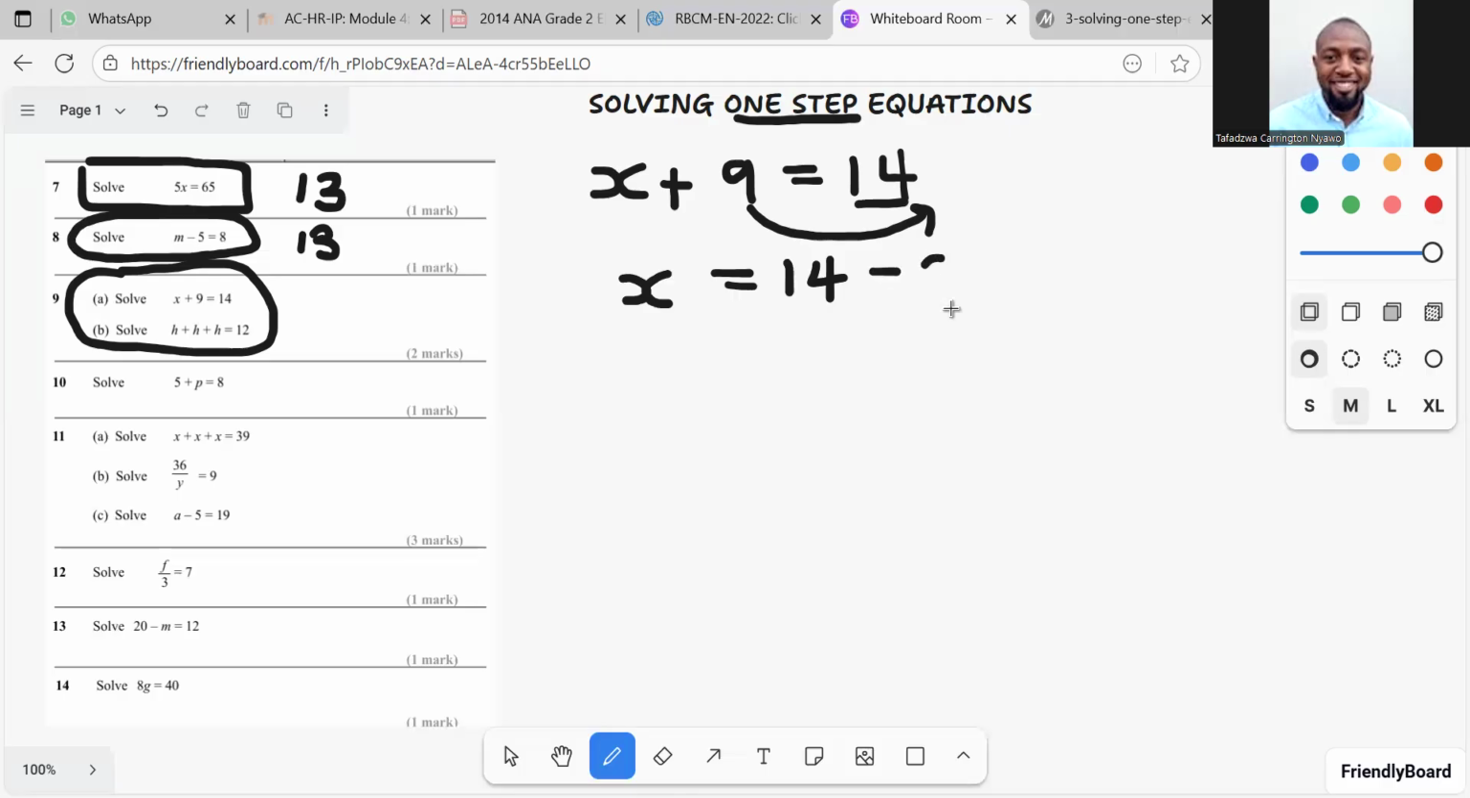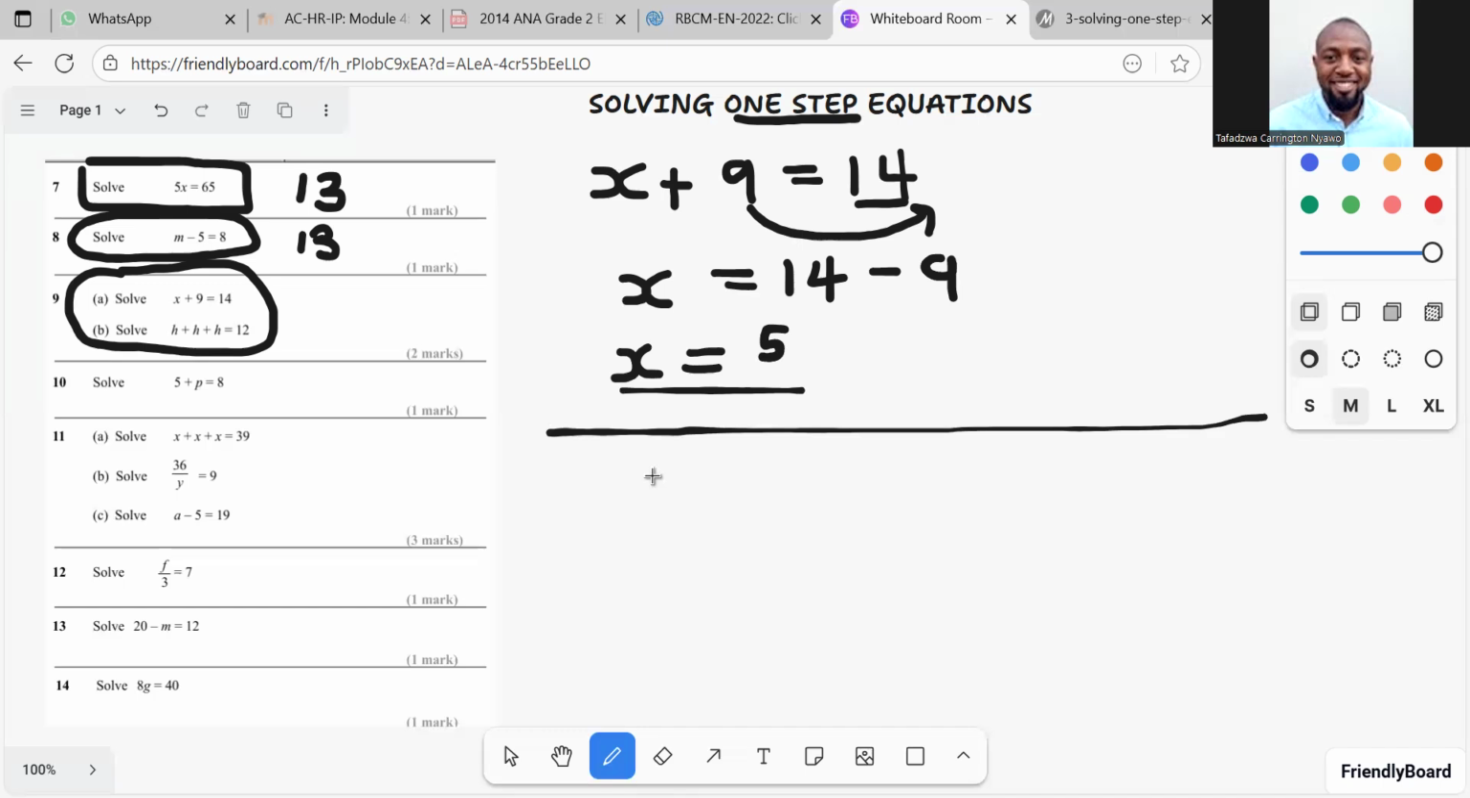Okay, there you go. So now I have x is equal to 14 minus 9, 5. That's my answer. Okay, so let's apply the other method.